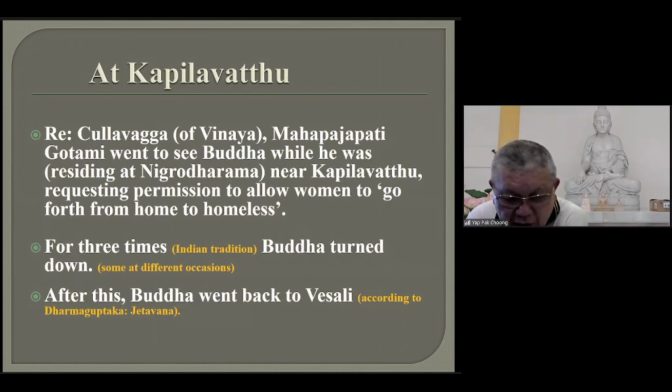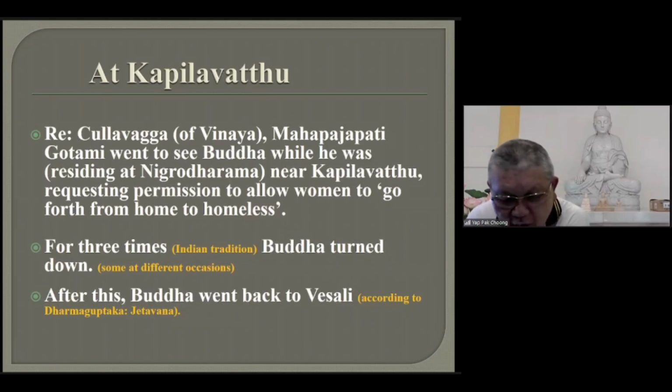After that, the father passed away, being a lay Arahant. And then after that, Buddha began to go back to his monastery in Vesali. But before he went back, this queen, his foster mother, Mahapajapati Gotami, came to the place where Buddha stayed, Nigrodharama, and requested permission, saying, allow me to go from home to homelessness. That means she wanted to be ordained as a nun, you see. She went there and requested Buddha 3 times. Buddha turned her down, you see.